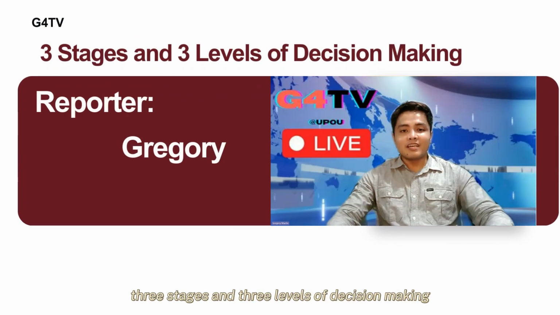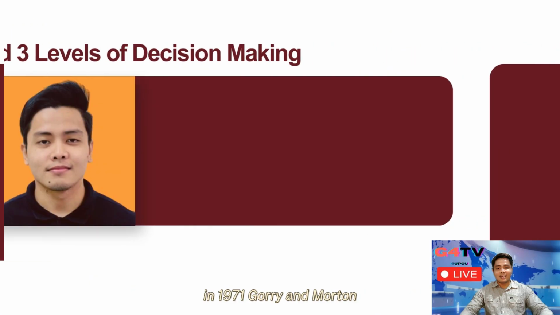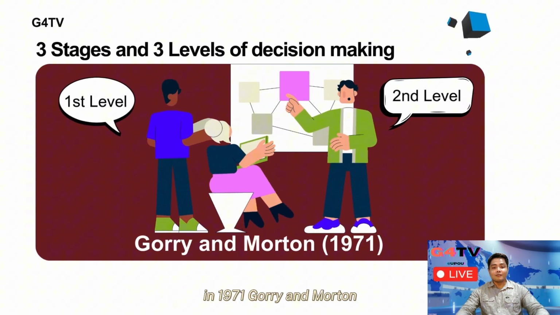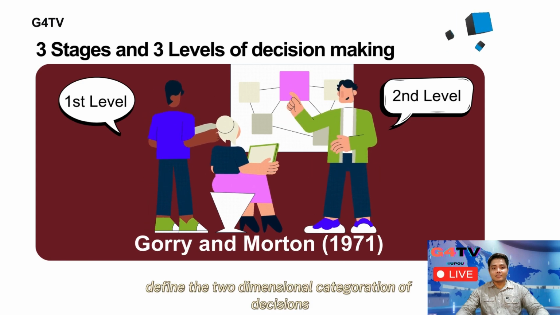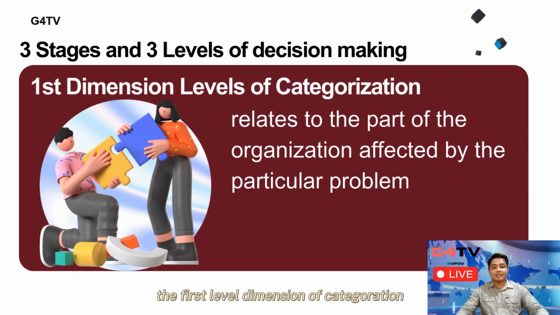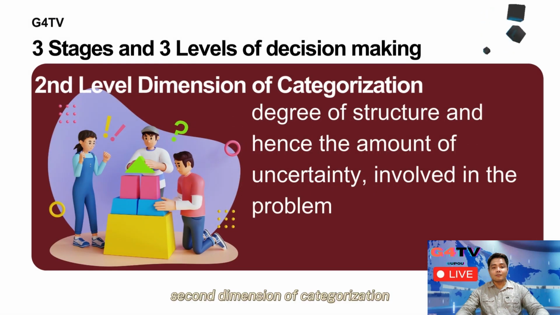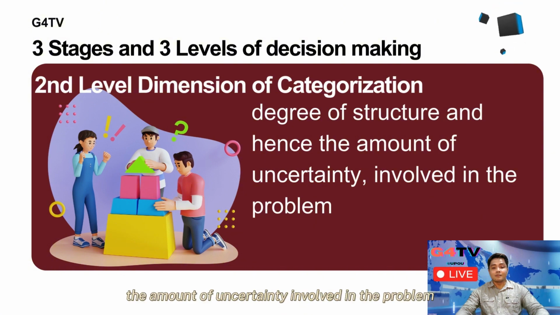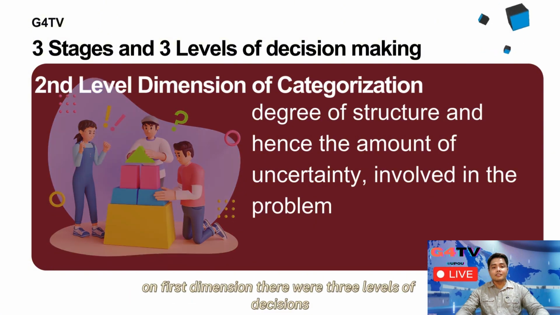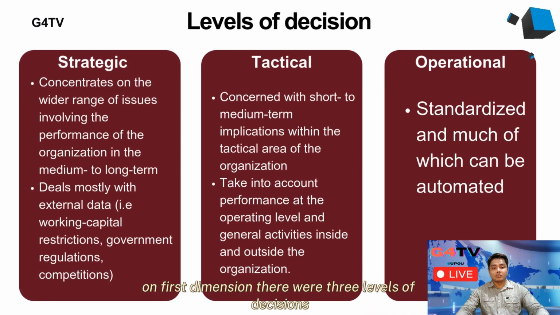Three stages and three levels of decision making. In 1971, Gorry and Morton defined a two-dimensional categorization of decisions. The first dimension of categorization relates to the part of the organization affected by the particular problem. The second dimension of categorization is related to the degree of structure and hence the amount of uncertainty involved in the problem. On the first dimension, there were three levels of decisions.